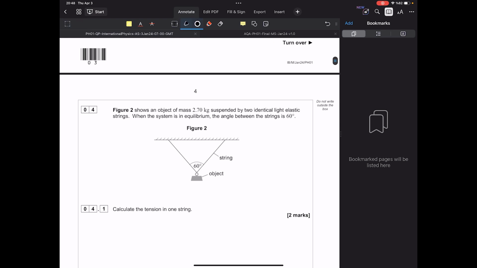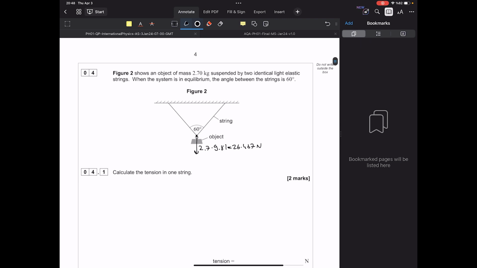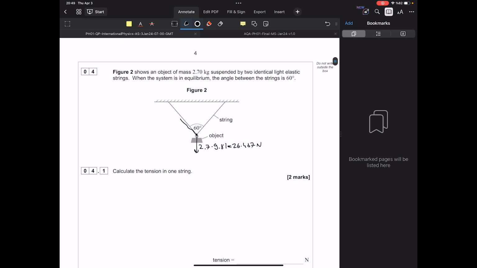So you have an object of 2.7 kilograms hanging like this. Now let's look at all the forces acting at this point. So we have the weight, which is going to be 2.7 times 9.81, which is equal to 26.487 newtons. And we're going to have tension forces acting like this and like this. Each has a horizontal and a vertical component like these. The horizontal components cancel out and the vertical components add up to make the weight.